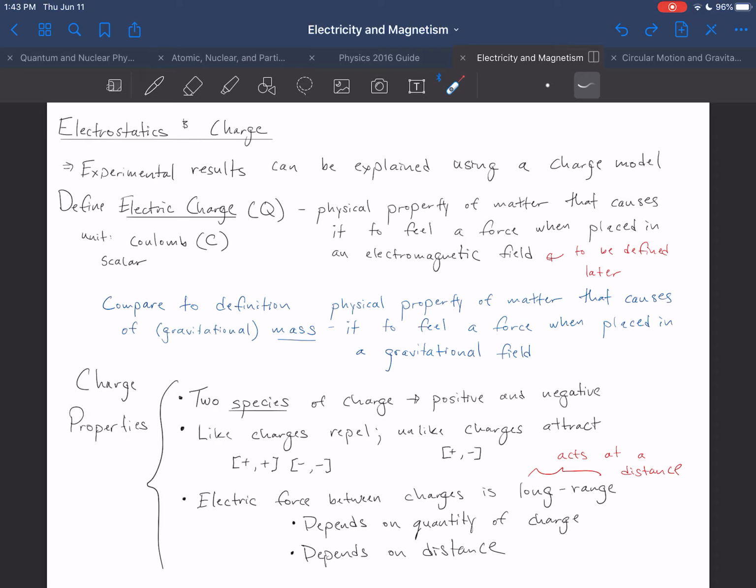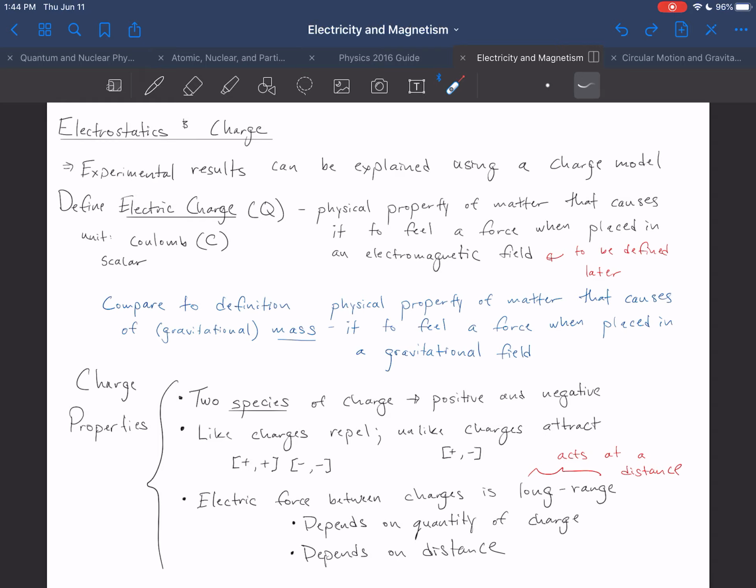You can also compare this formal definition of electric charge to our formal definition of gravitational mass, a physical property of matter that causes it to feel a force when placed in a gravitational field. That force we refer to as the gravitational force, or when it's on an object near the surface of the Earth, we refer to that as its weight. So this is a very similar kind of thing. The analogy between electric charge and mass goes deep, and we will return to it in time.